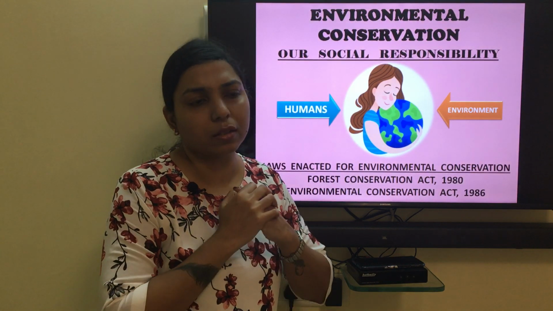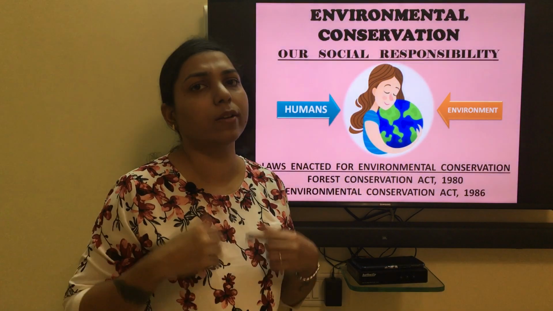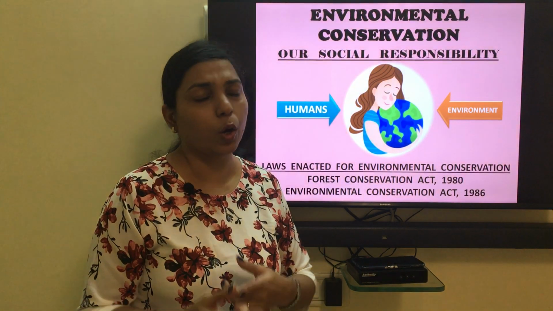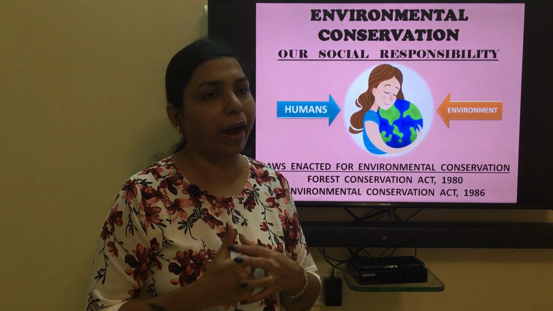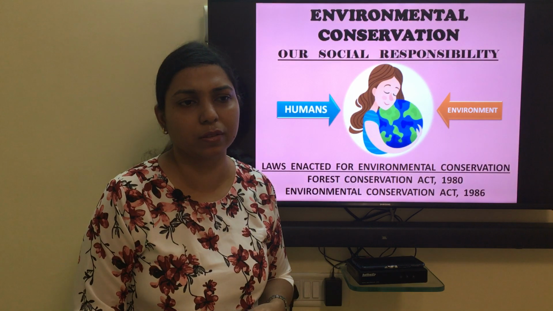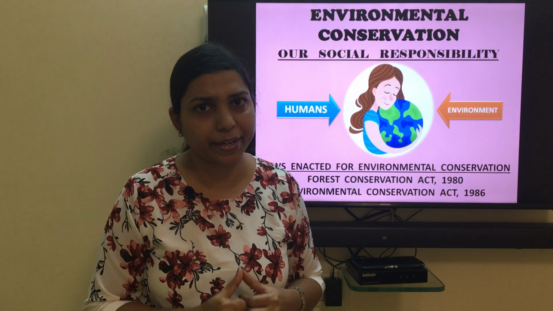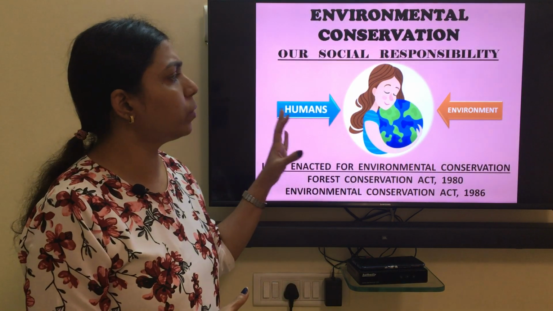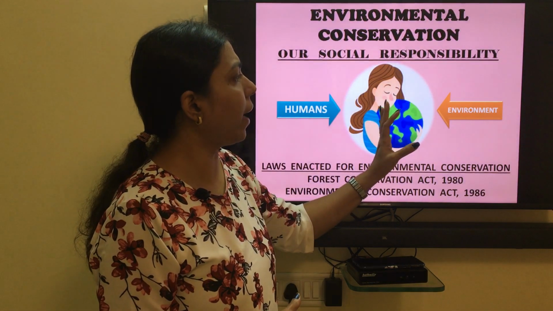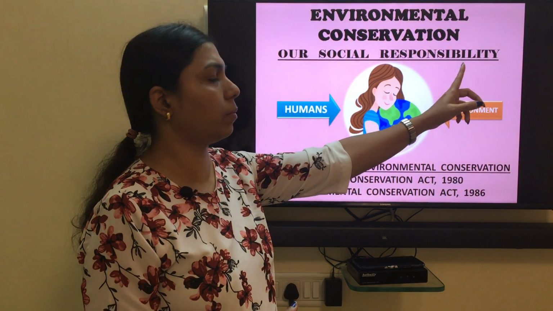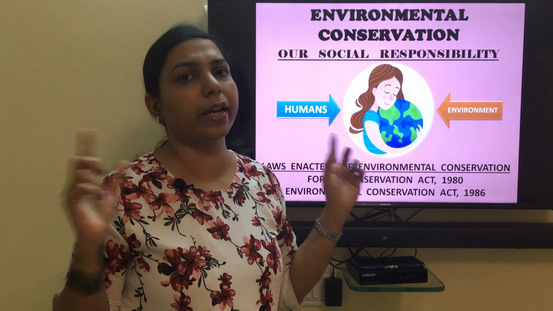So if the earth does not belong to us, we have absolutely no right to cause destruction to the earth. We have to make sure that we take care of the earth. We have to preserve the earth for our future generations. We cannot destroy it for our own satisfaction, for our greedy needs. So we humans, as I said, have to make sure that we take care of the earth, and this is our social responsibility.